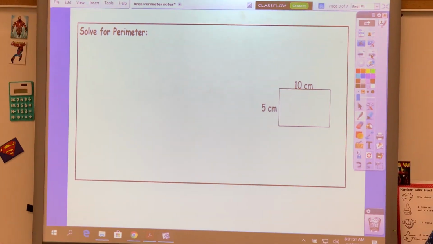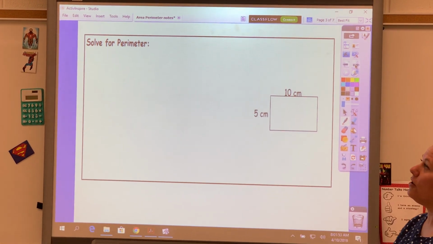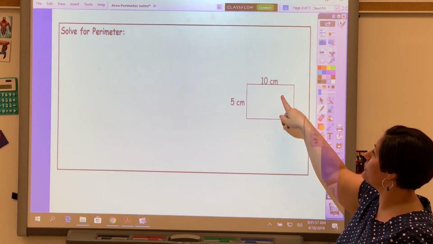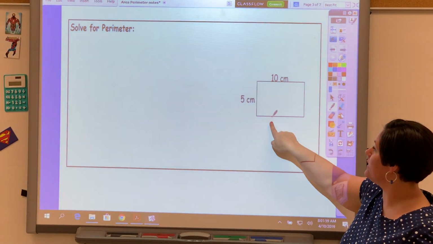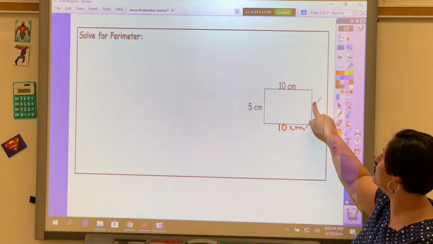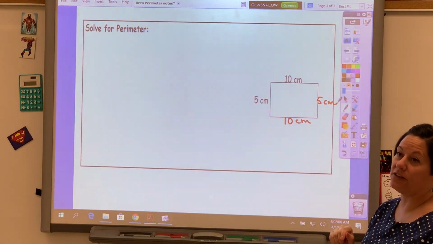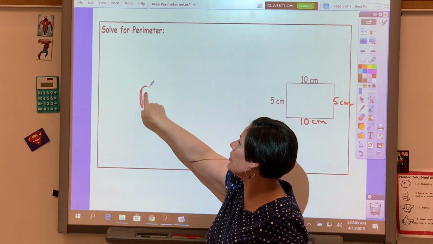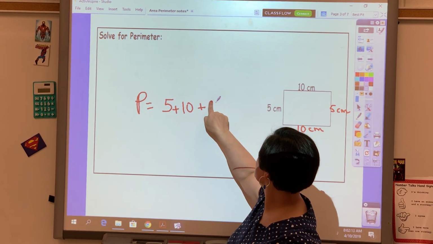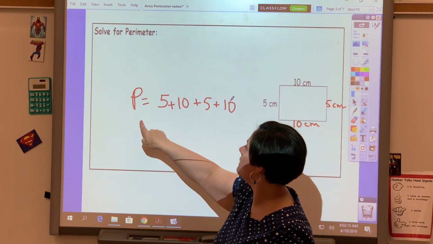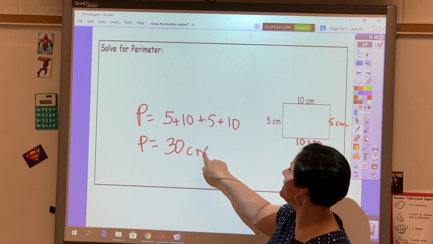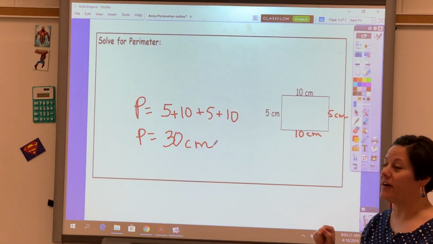Okay, we're going to look at solving perimeter of a rectangle. We talked about perimeter being the sides around. So if we know that this is 10 centimeters, this is also 10 centimeters. And if this side is 5 centimeters, this side is 5 centimeters. To find perimeter, we will add all of the sides. So we get 30 centimeters for the perimeter of this rectangle.